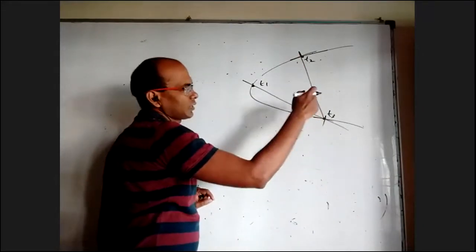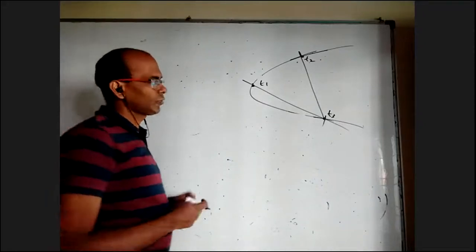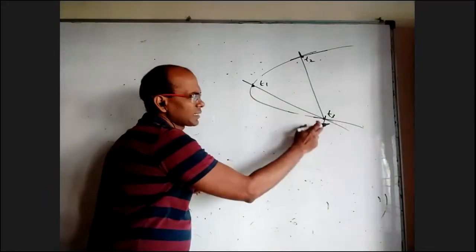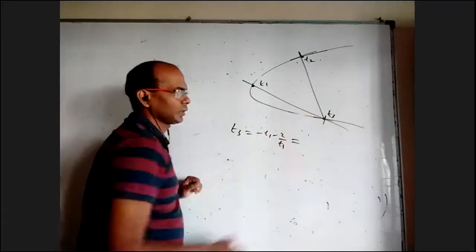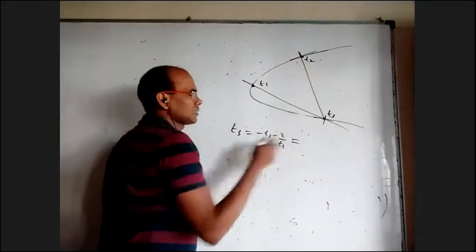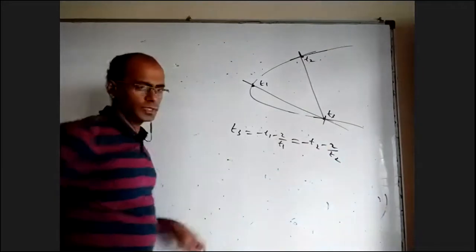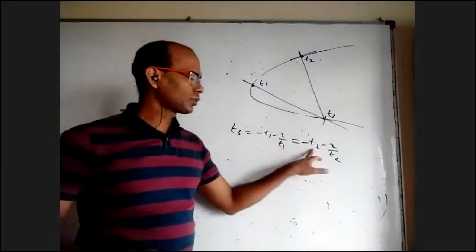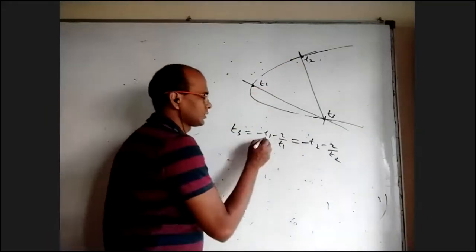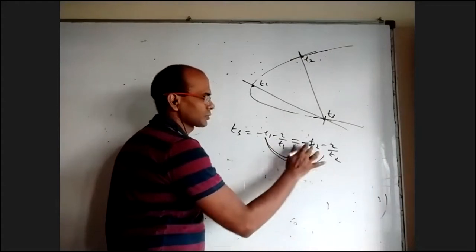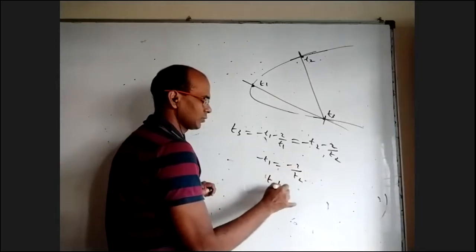But what is the condition for them to intersect on the same parabola somewhere else? Is T1 into T2 equal to 2? Why? If the normal at T1 intersects at T3, by the formula we just derived, T3 is minus T1 minus 2 by T1. If the normal at T2 intersects at T3, T3 is equal to minus T2 minus 2 by T2. So these two should be the same. One obvious answer is T1 and T2 are equal, but they are distinct points, so they can't be the same. Then what is the other condition? Instead of equating this to this, we can equate it to this. So when we equate minus T1 equal to minus 2 by T2, we get T1 T2 equal to 2.